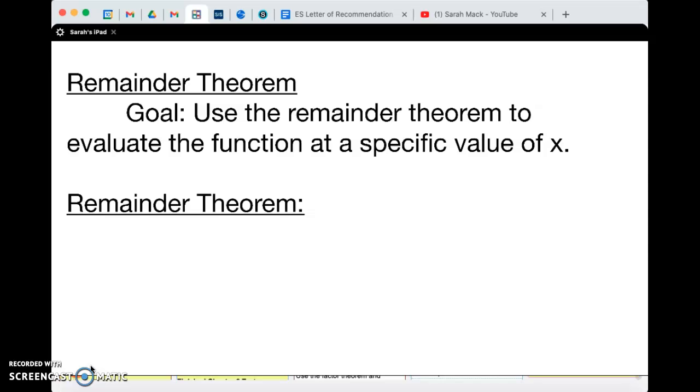So doing remainder theorem. Still working with synthetic division. This is just like a little extension onto it. And it's going to be great.